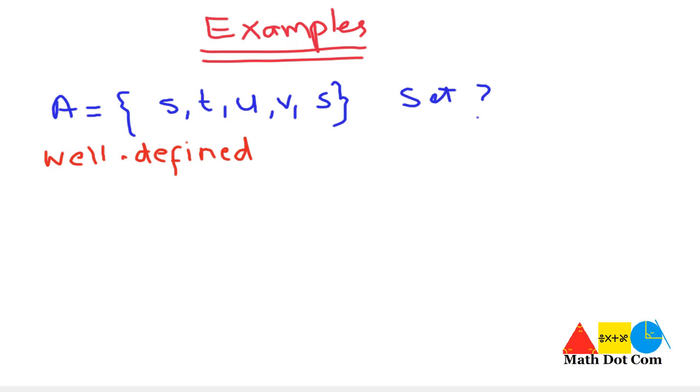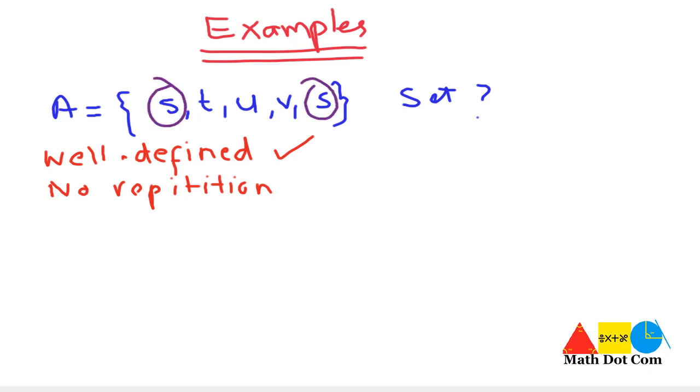So yes, these are the alphabets, and these are well defined. Okay, now we will check, there should be no repetition of the elements. Okay, let's check. No, there is a repetition. S is repeated twice. It means that one of the two conditions has not met the criteria of a set. It means if any one of them is not satisfied, then we will say that it is not a set.